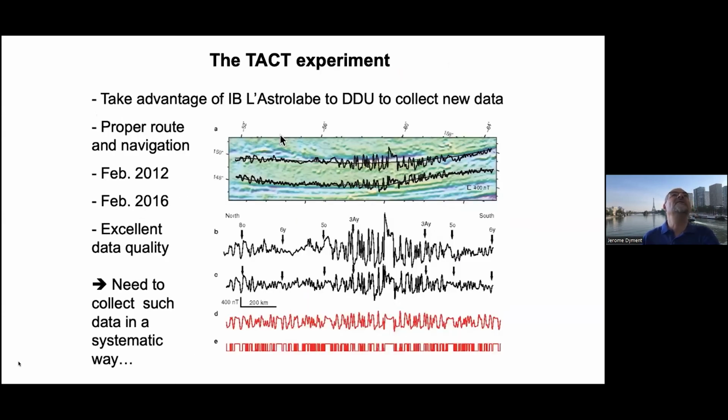And we took advantage of the icebreaker L'Astrolabe to go to Dumont d'Urville French Antarctic Station to collect new data. And these are the data we collected. Here is the ridge, the Southwest Indian Ridge. The area where Korean scientists go often is in this area. Further in this area is the Indian Ocean. So we started from Hobart and went down to the ice before going to the polar station. And we did that twice because of strong constraints from the ice conditions in 2012 and 2016. And you can see that the data are of excellent quality.